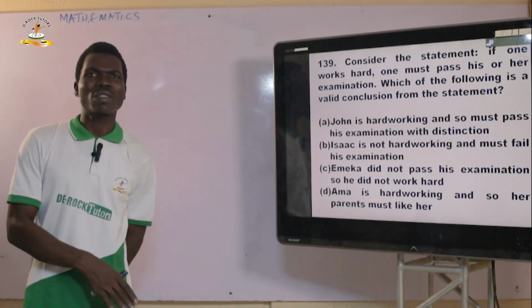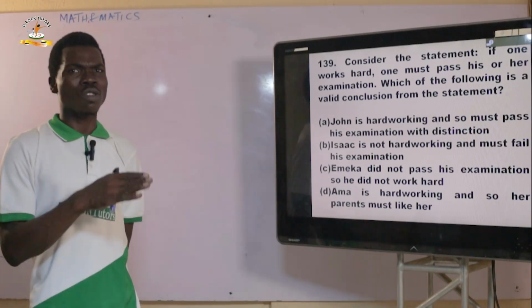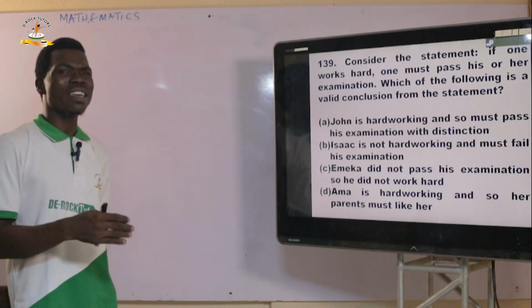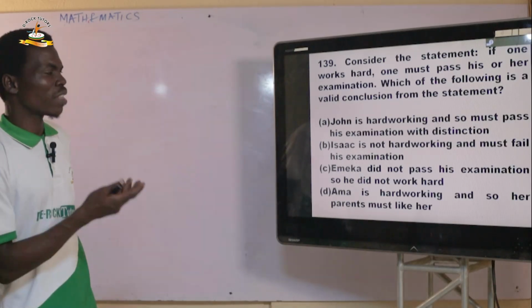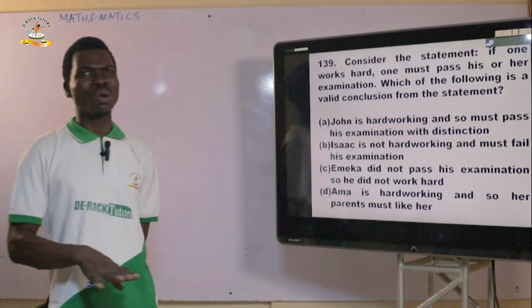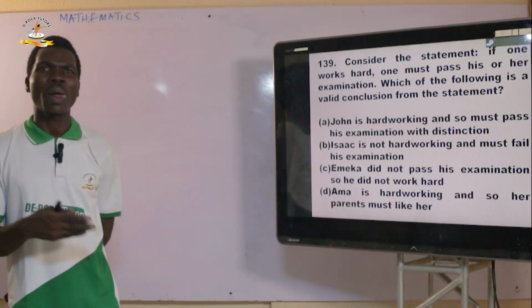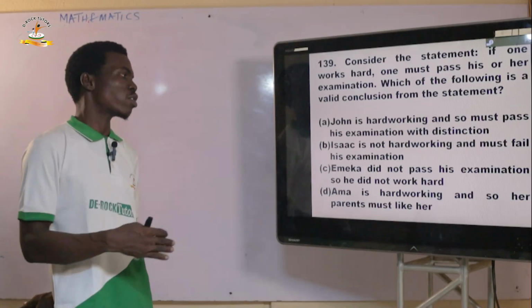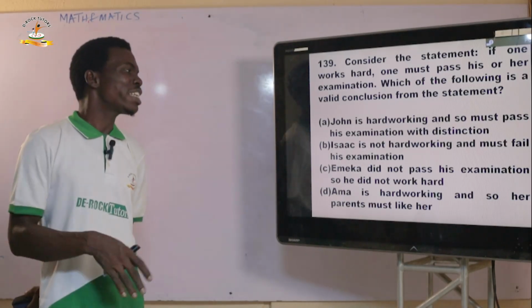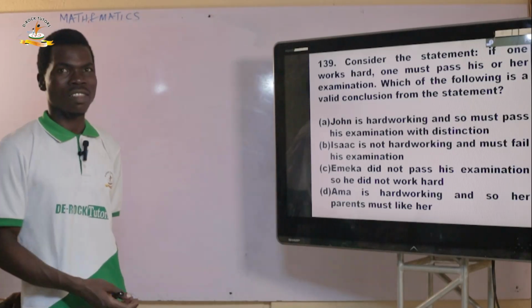Yes, because we assume if somebody does not work hard, that person is not going to pass his examination. So this C is a valid conclusion. However, let's check that of D. Amma is hardworking and so her parents must like her. No, it has no connection with our reasoning. So the correct option is option C. Emeka did not pass his examination, so he did not work hard. That is the correct option.